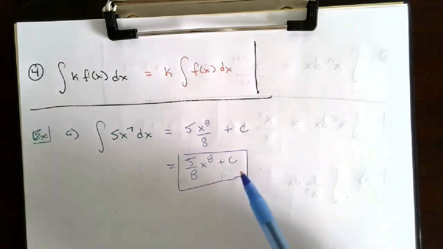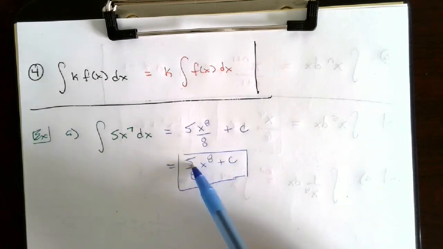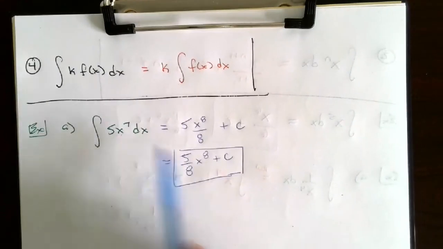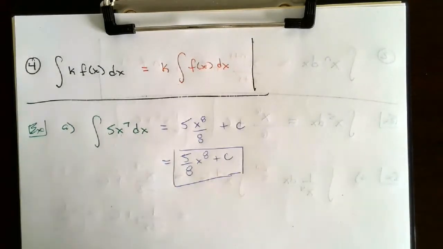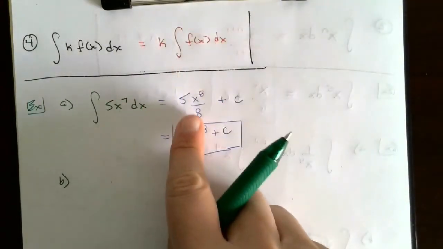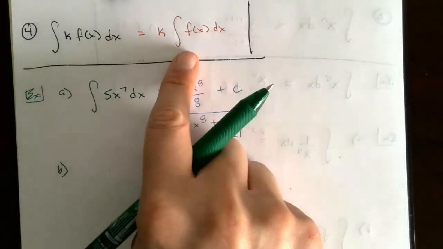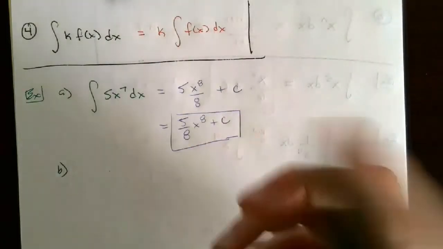If you wanted to check this, take the derivative of it, right? Bring 8 down in front. 8 times 5 is 40 divided by 8 would give you 5, and then subtract 1 from the exponent gives you x to the 7th. The derivative of c goes to 0. But that's what it's saying. It's saying keep the constant in front and then take the antiderivative of the function piece. Remember, this is if you have a constant times a function, not just if you have just a constant.